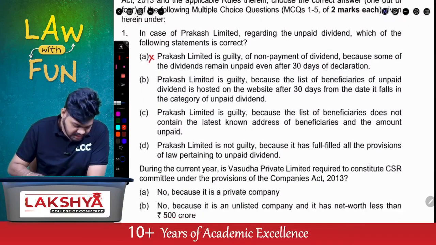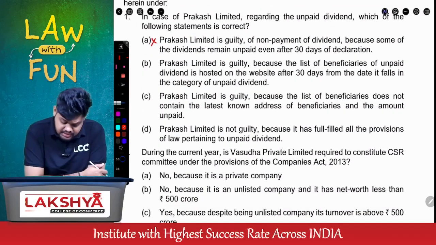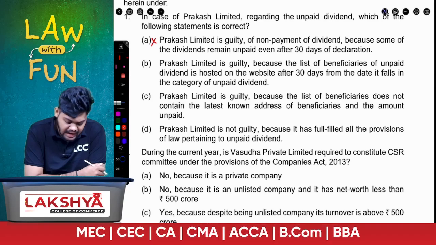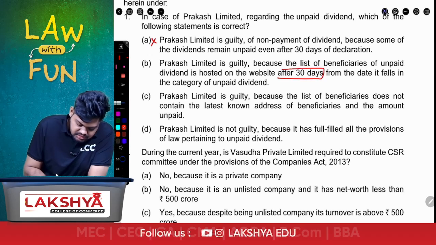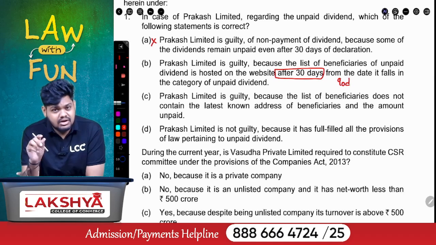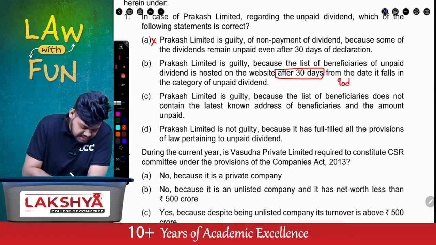So, I'll eliminate that. Coming to the second point, Prakash Limited is guilty because the list of beneficiaries of unpaid dividend is hosted on the website after 30 days. Remember, the statement was to be prepared within 90 days, but it should be transferred to the unpaid dividend account within 7 days. So this is also not correct information here.